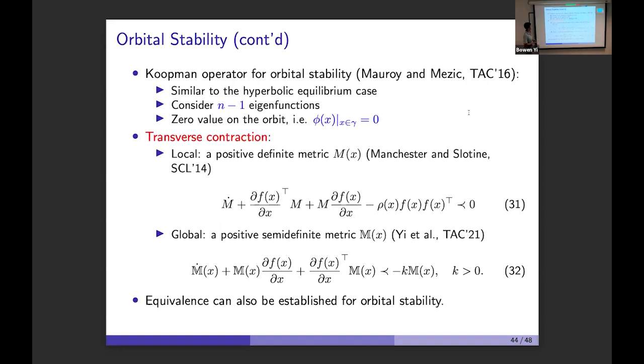Okay, so in order to analyze the problem, we extend the Koopman operator and contraction framework a little bit. In the Koopman operator, it is similar to the hyperbolic equilibrium case, but we consider the n-1 eigenvalue, and the 0 value on the orbit should be satisfied. And for the contraction part, there is the so-called transverse contraction condition. The difference is in the contraction metric M. We do not assume it is positive definite, but it becomes positive semi-definite. And we can prove that for orbital stability, the Koopman operator condition for stability analysis and the transverse contraction analysis can imply each other in a compact form.